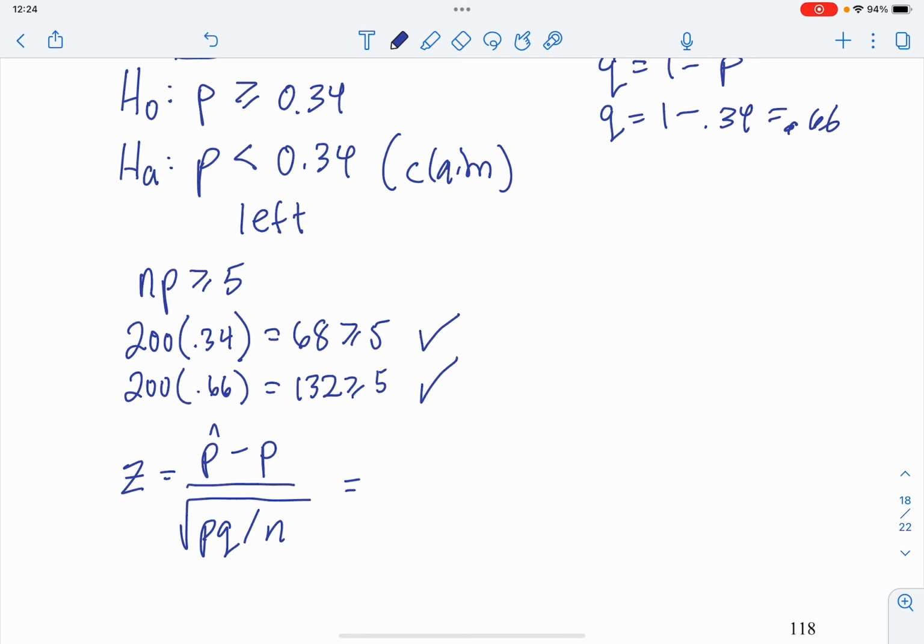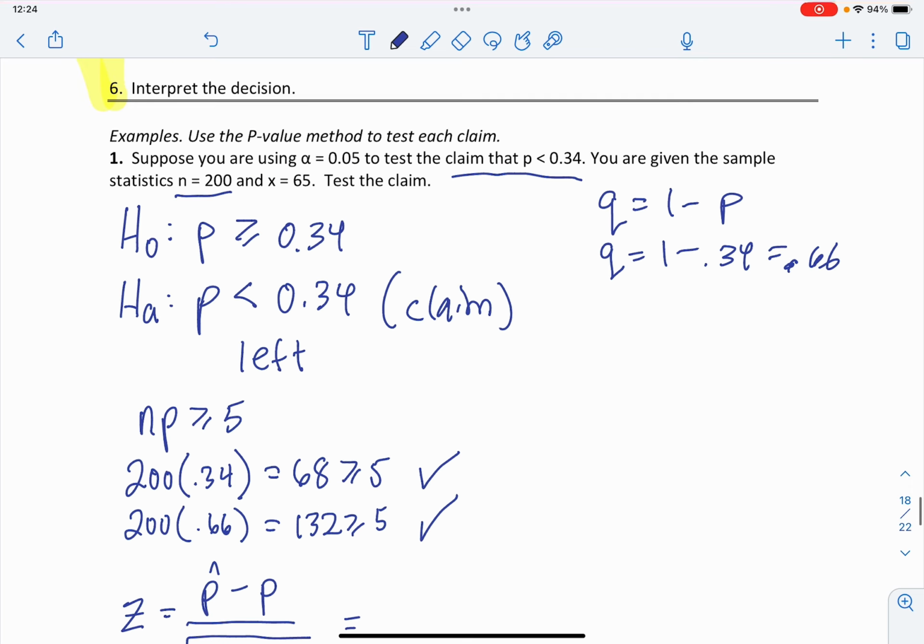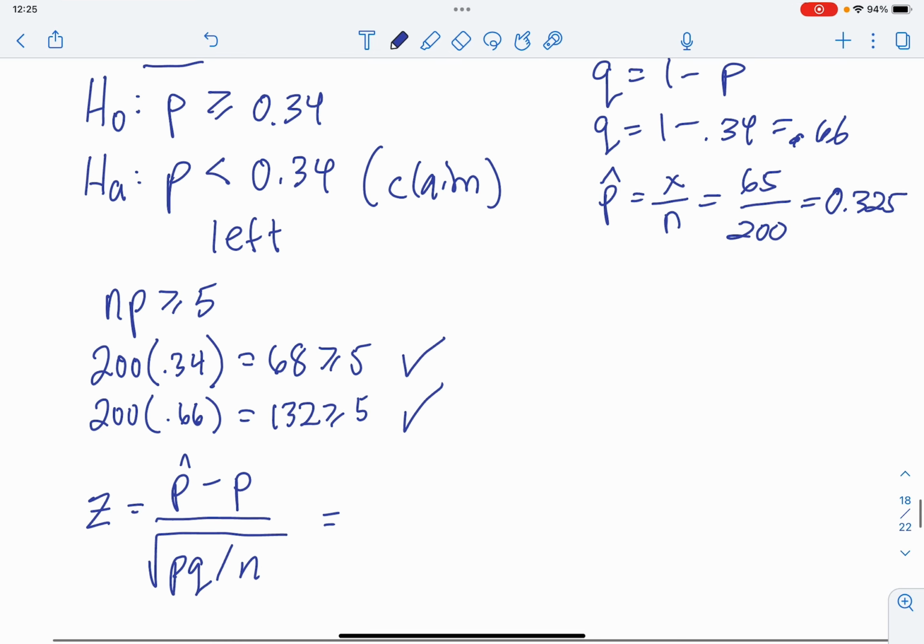We do have to calculate the p hat real quick, so I can do that over here. Remember that formula from chapter 6: p hat is x divided by n. So I'm just taking 65 divided by 200, turning that 65 into a proportion. And I'm getting 0.325. That's what I'll use. So p hat is 0.325.